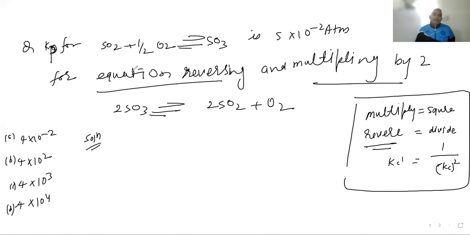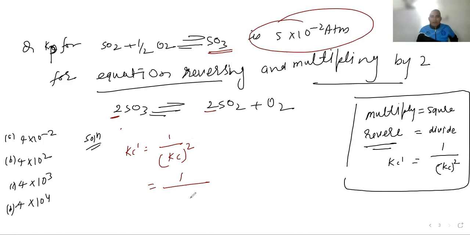So in this equation, firstly you see this is multiply by 2. Yes or no? Here is multiply by 2. And then they are saying reverse. This is the reverse. So SO3 here is product, here becomes reactant. So Kc dash is equal to what will be there? 1 upon Kc. And since multiply by 2, so square. So 1 upon Kc, the value they have given is 5 into 10 power minus 2.